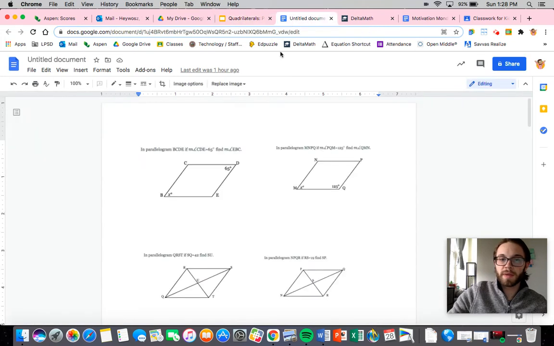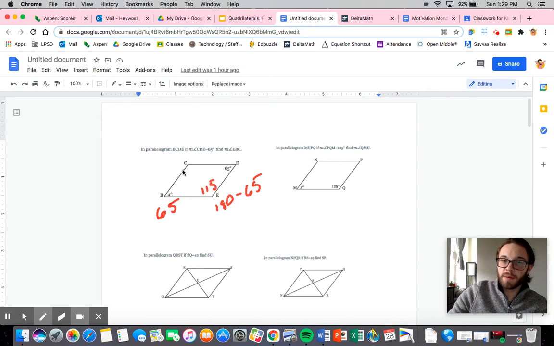But anyway, now that we have those properties, we can do a couple different things, right? So what do we know? Well, if this is 65, this one's also going to be 65, right? That's also going to be 65. And then you could even go further and say, if this is 65, what's this going to be? This is going to be 180 minus 65, which would be 115.